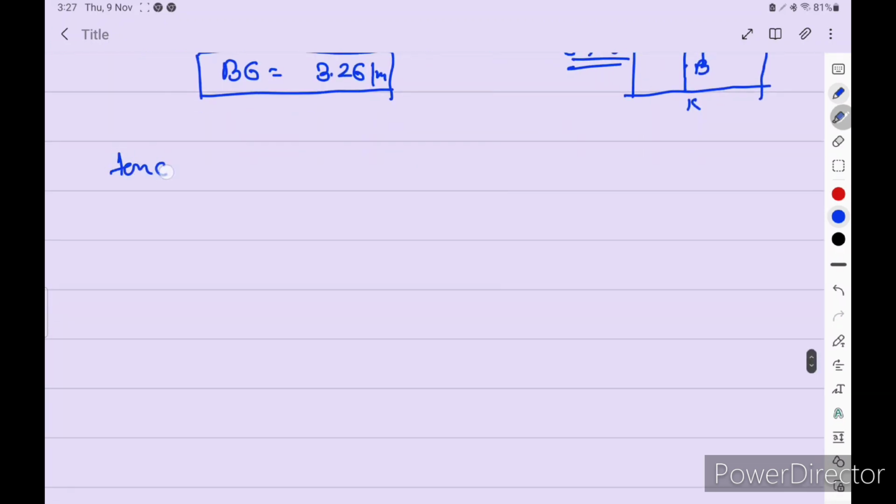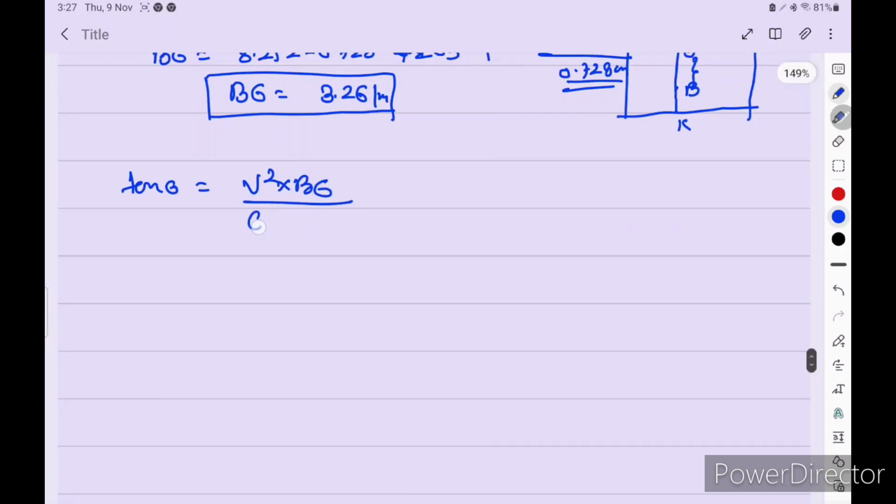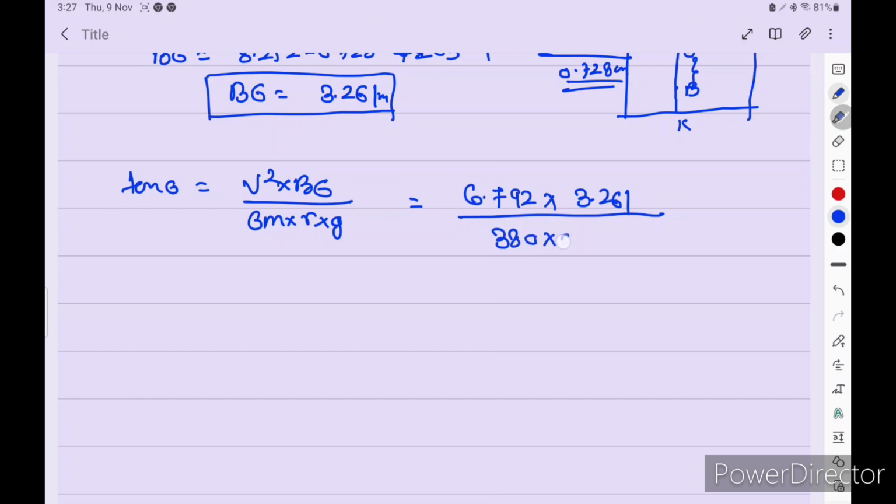Now put the value in the formula. Tan theta is equal to V square into BG divided by GM into R into G. Therefore 6.792 squared into 3.261 divided by 380 into 0.728 into 9.81, we get 0.0554 as tan theta. So theta is equal to tan inverse, 3.173 degree.